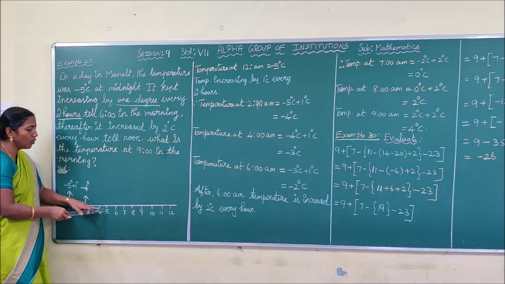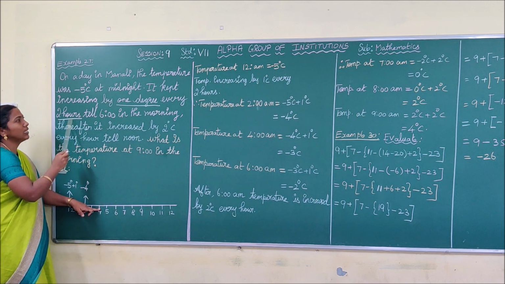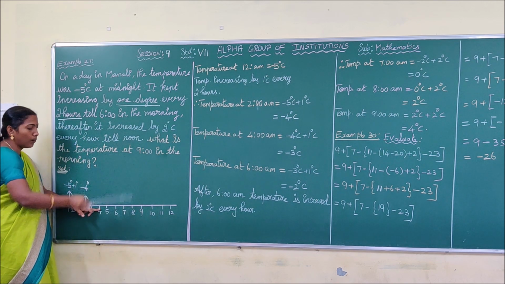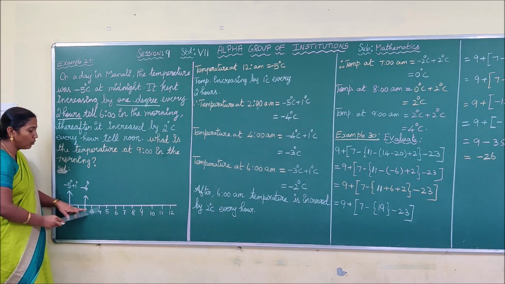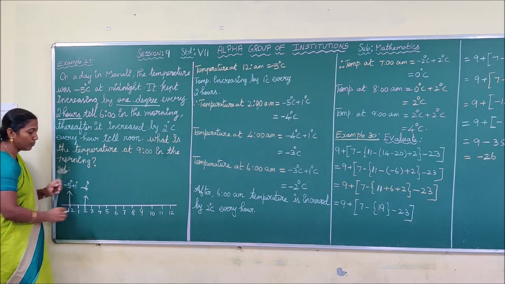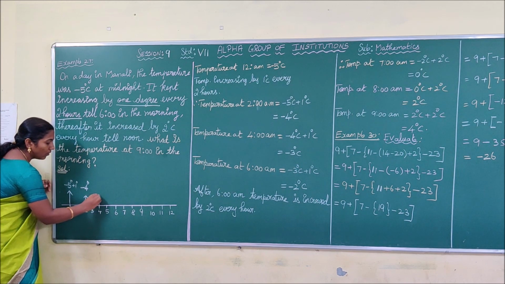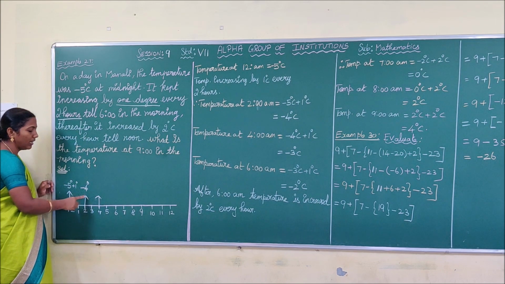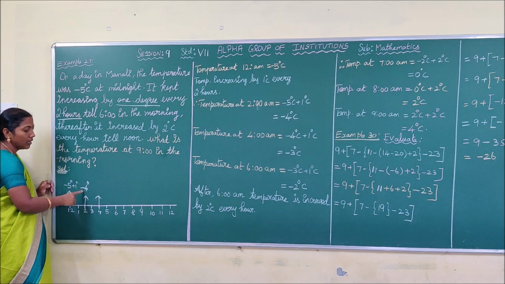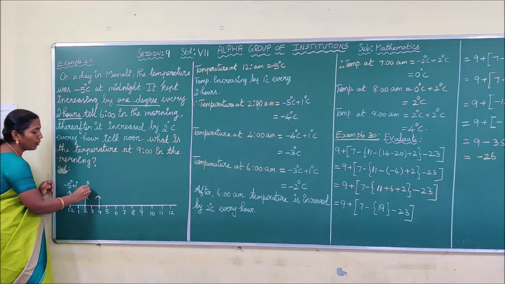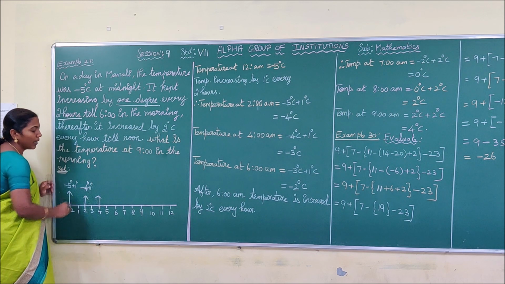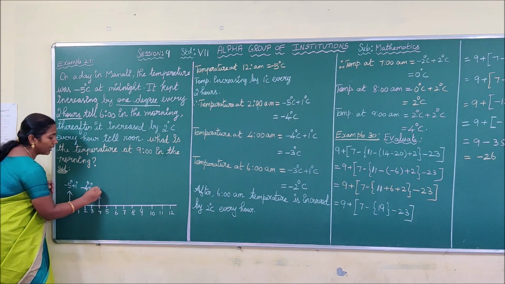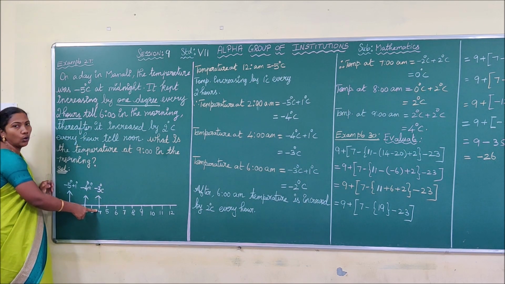Okay. Every 2 hours it is increasing by 1 degree up to 6 o'clock. So 2 hours after 2 is what time? Yes, 4 o'clock. What is the temperature at 4 o'clock? How can you calculate? By adding 1 degree to the 2 o'clock temperature. What is the 2 o'clock temperature? Minus 4 degrees. So add 1 degree to this minus 4. You get minus 3 degrees Celsius. This is the temperature at 4 o'clock.